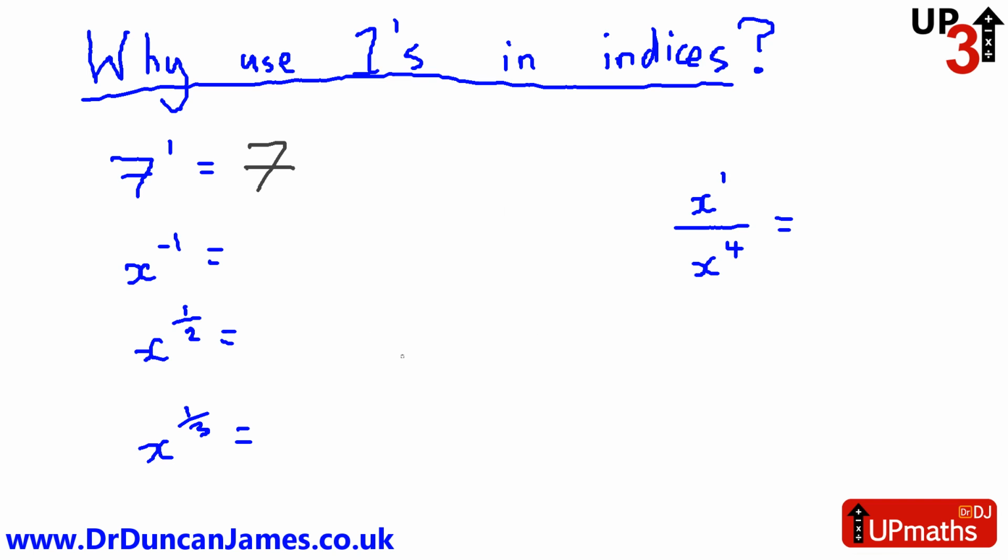Anyway, what's x to the minus 1? That would be 1 over x. Lots of ways of thinking about that. Let's not worry about it in this video, but we kind of take that for granted. But what if we got rid of the 1? Well, in that case, it would just say x to the minus.